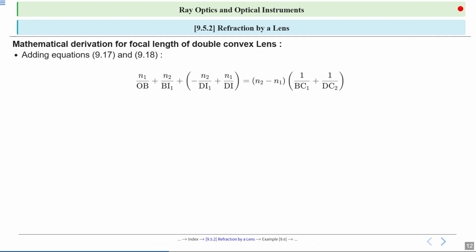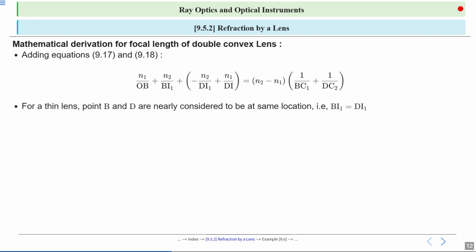Now we'll apply the thin lens approximation. For a thin lens, points B and D are nearly considered to be at the same location, as thickness is considered negligible. That means BI1 is nearly equal to DI1. So in place of BI1, we will put DI1, so it will become N2 upon DI1. This is minus N2 upon DI1, so these two terms will get cancelled out.